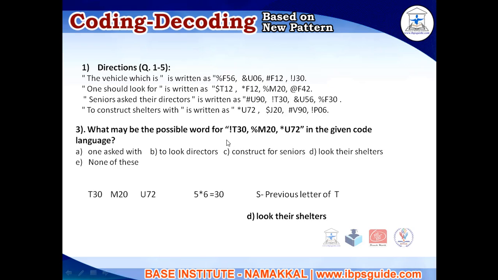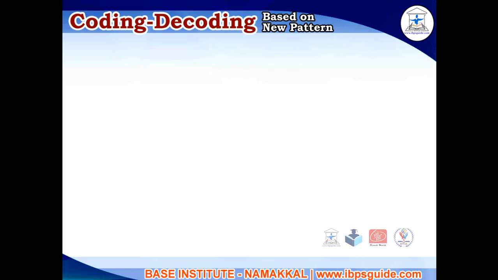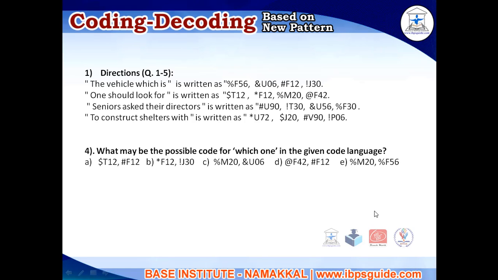Okay, let's move on to the next question. In the next question, what may be the possible code for which one in the given code language? This question is likewise the first and second question. Solving in that case, we can get B option, that is star F12 exclamatory J30 as the answer.